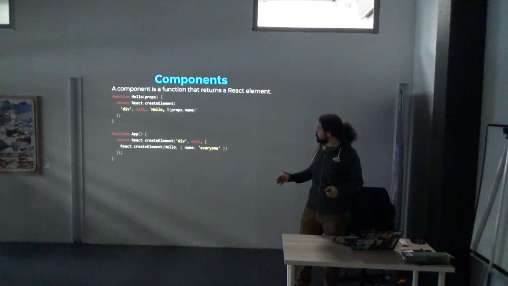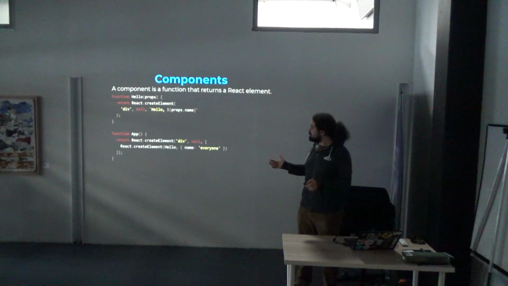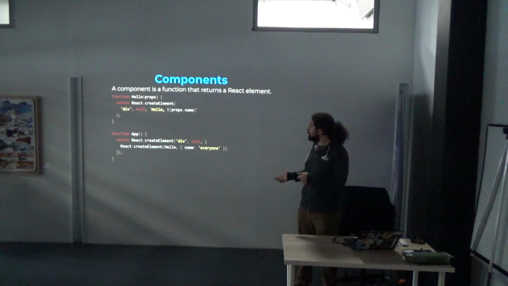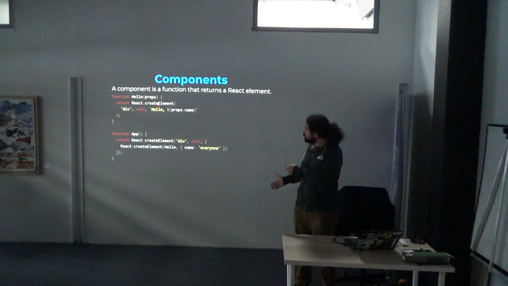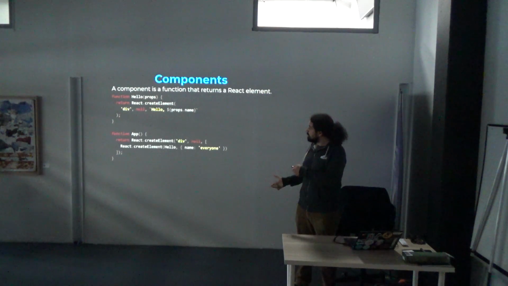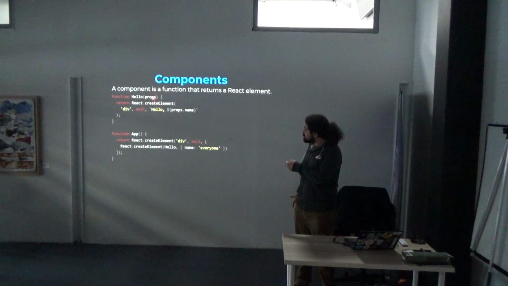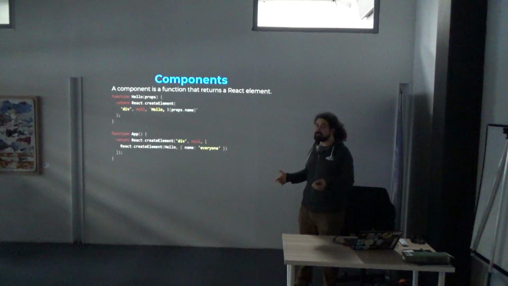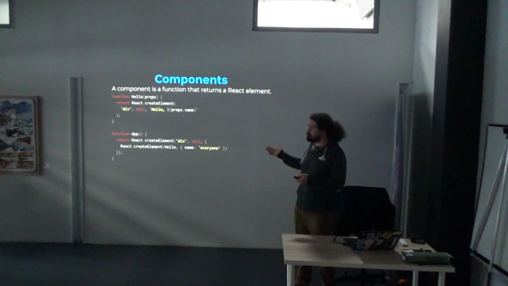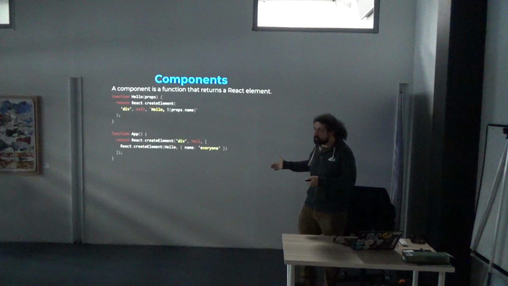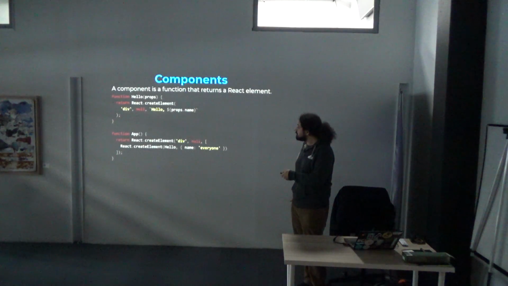So this is how it all starts. You have a function, and a function is a component in React. And this function has to return an element. So we basically have a function. It takes a single argument called props. That's the way you usually call it. Of course, in JavaScript, you can call it whatever you want, but it's usually called props. And then you just return an element.